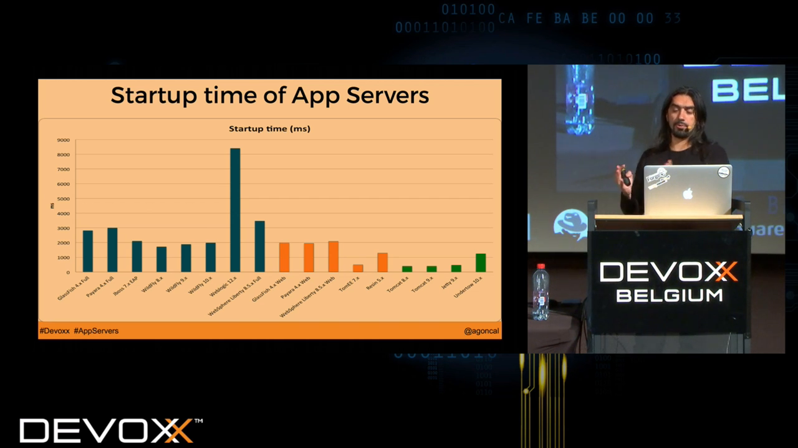So it's quite interesting to see that on the green side, servlet containers, those guys boot in half a second, 1 second. But on the opposite side, the full Java EE, they boot in 2 seconds. Well, and they implement many, many more things.